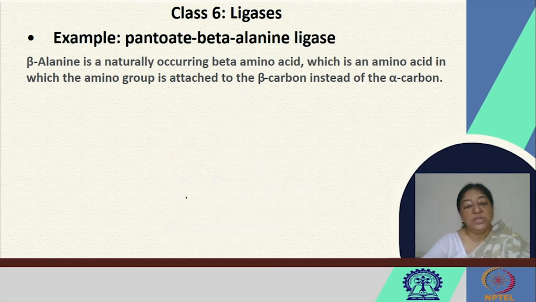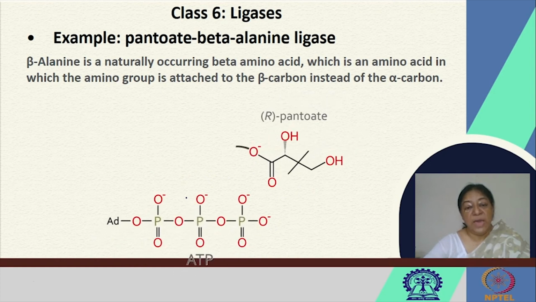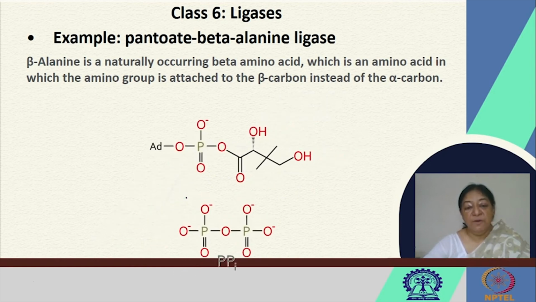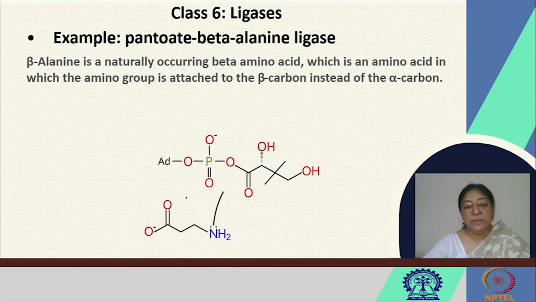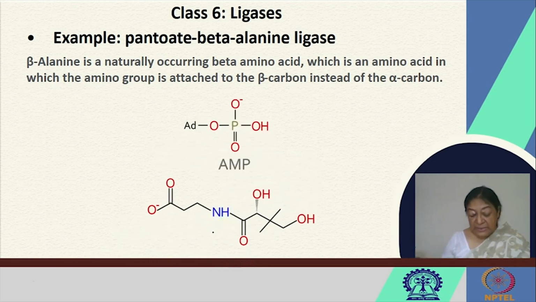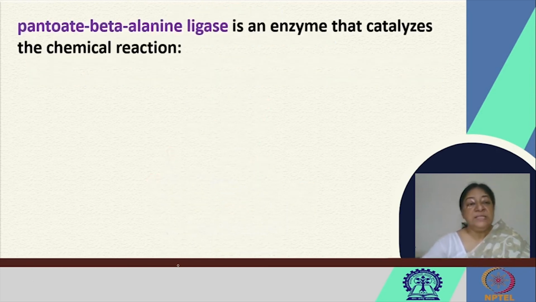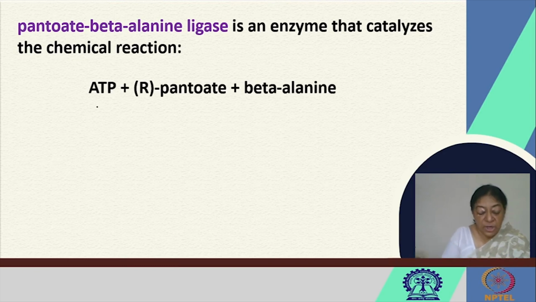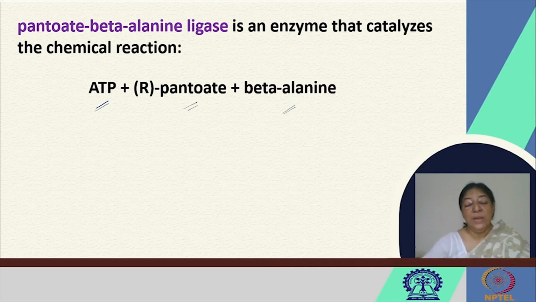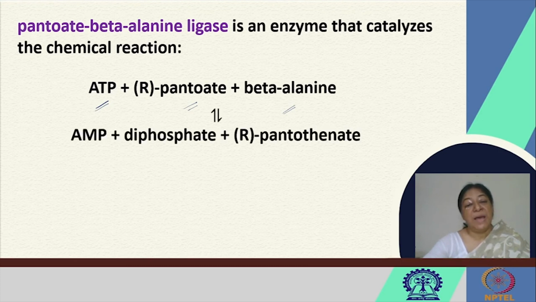In the overall reaction, we can see the amino group attached to the beta carbon. So we have the formation of pantothenate. We have pantoate, we have ATP forming AMP and PPi. The beta-alanine comes into the picture to form what we call R-pantothenate. This pantoate beta-alanine ligase is an enzyme that therefore catalyzes the overall chemical reaction, where we have ATP, R-pantoate and beta-alanine. This being a ligase enzyme will connect pantoate and beta-alanine to form pantothenate.